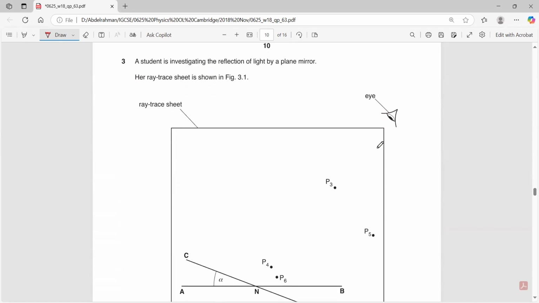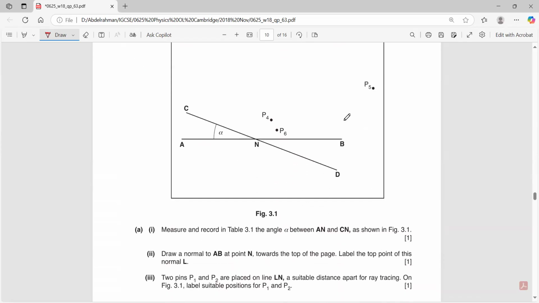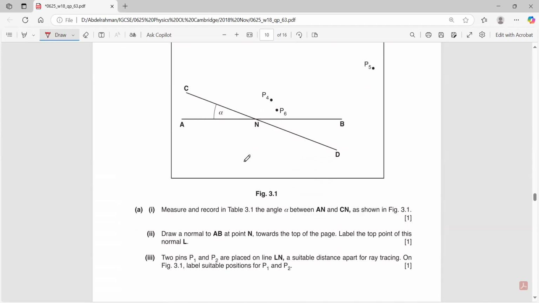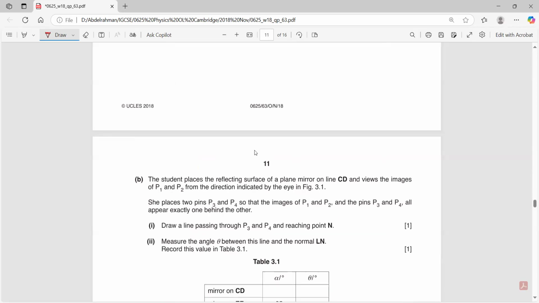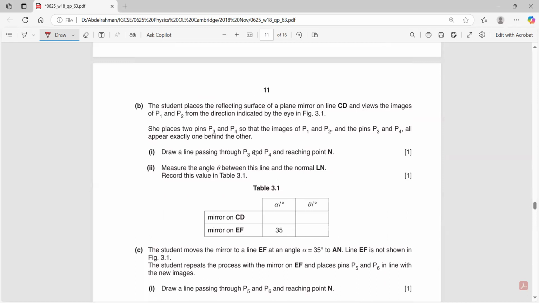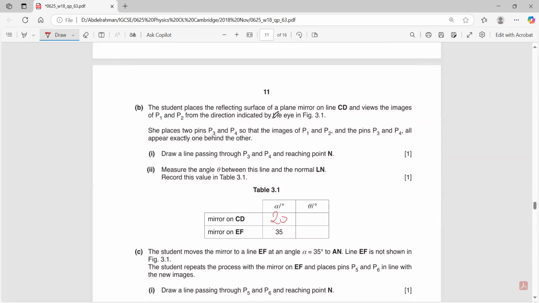Question 3. We have a ray trace sheet. Measure and record in table 3.1 the angle alpha. Can I find angle alpha using my protractor? Yes. You need to place the protractor this way. The center of the protractor should be here, and then place the protractor this way. You'd find that this angle would be 20 degrees. So angle alpha is 20 degrees.